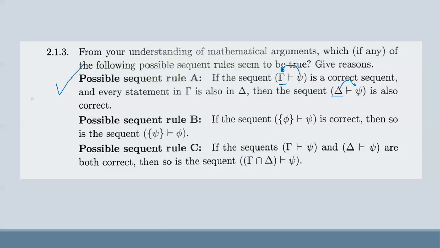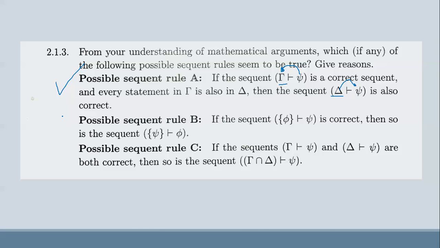All the undischarged assumptions necessary for psi are carried over in gamma, in this thing to the left, right? So everything you need for this is given right here. I don't care if there's extra stuff in there. All I care about is that we have what we need. And delta says we have exactly that. We have gamma and maybe more, maybe not more. So we have at least gamma, so then we are going to get psi. So that is a true rule.